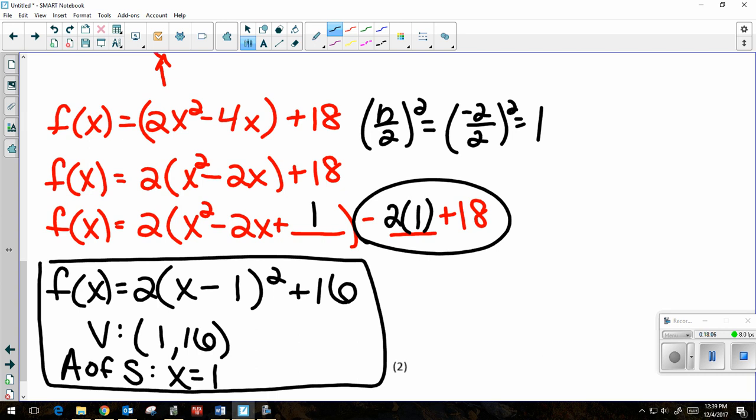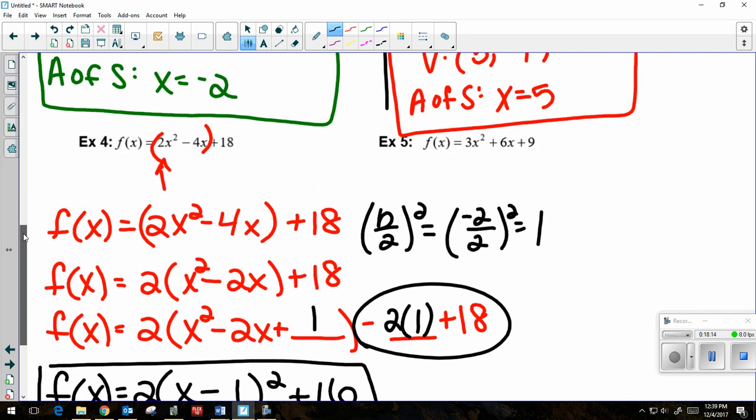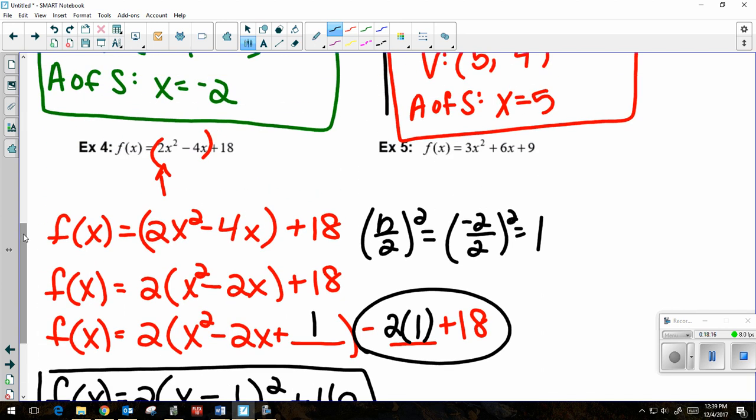So there is your answer for example 4. So what I'd like you to do right now is pause the video and try example 5 on your own. Try this one over here on your own, and then when you're ready, hit play, and I'm going to walk you through it, okay? The answers won't just be there like the last ones. This one's a little bit more challenging. I'll walk you through it, but I want you to pause and try it on your own first. And then when you're ready, hit play.